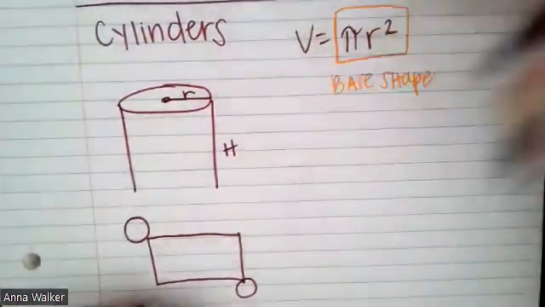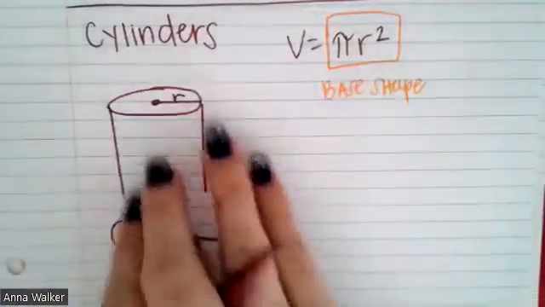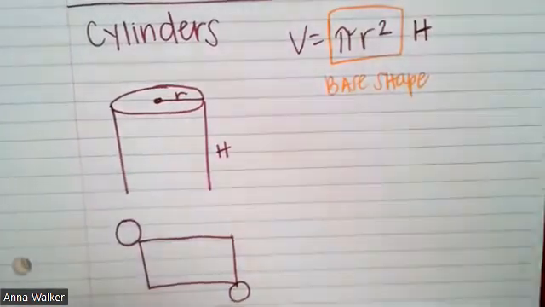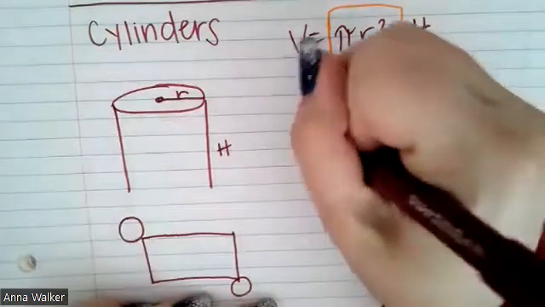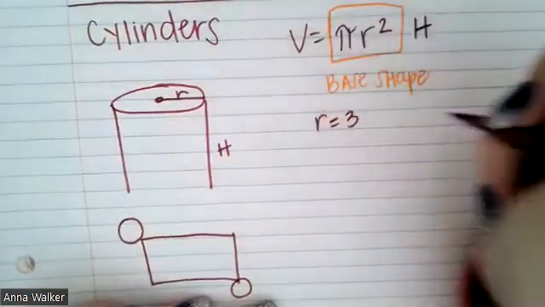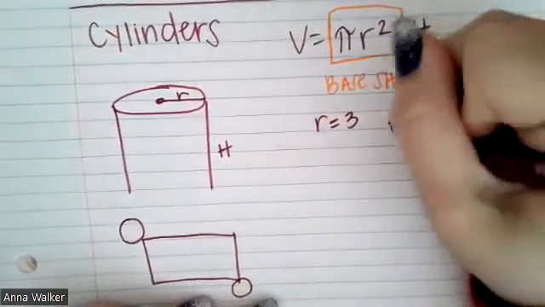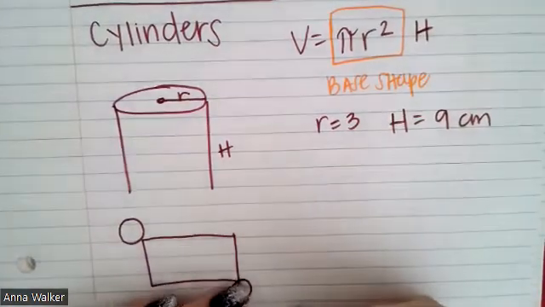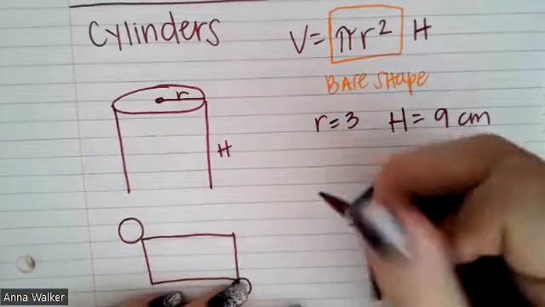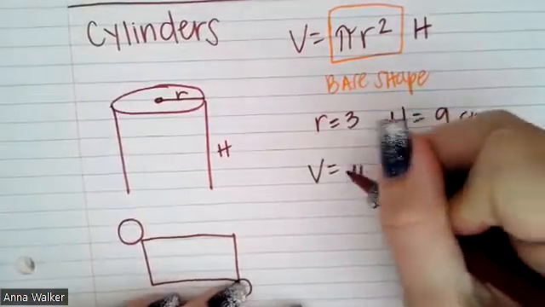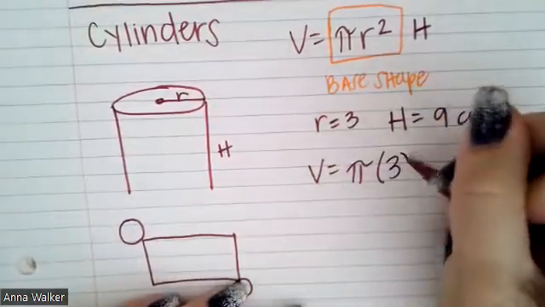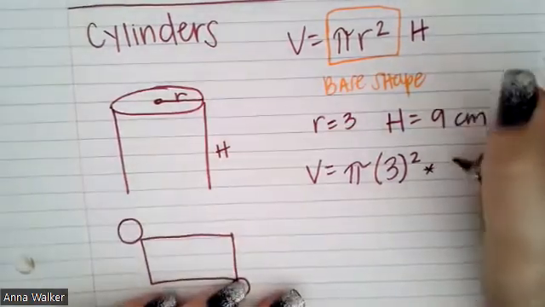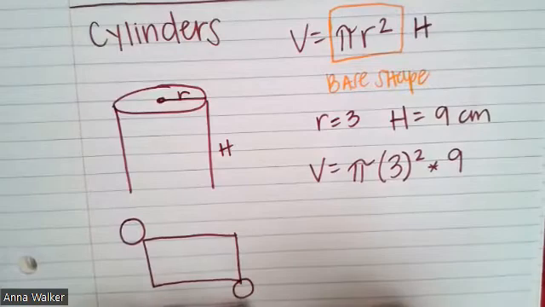And then we're going to multiply by the height, how tall, or if this particular cylinder was on its side, how long the cylinder is. So let's say, for instance, we have a radius of 3 and the height of the cylinder was 9. Again, we'll just use centimeters. So the way that I would find this, I would plug it into this formula. So the volume is going to equal pi times our radius 3 squared times the height. So all of that times 9.